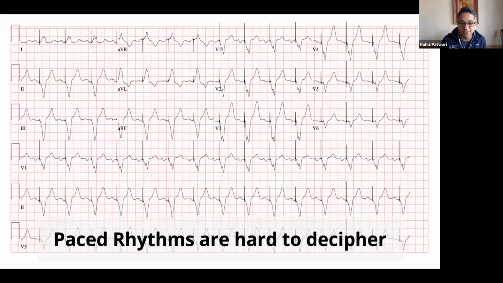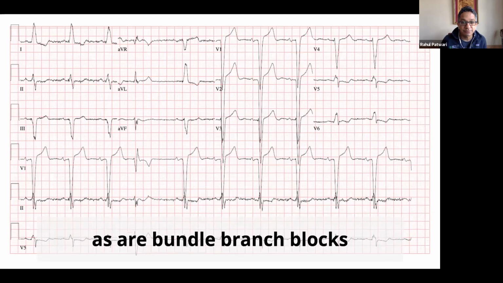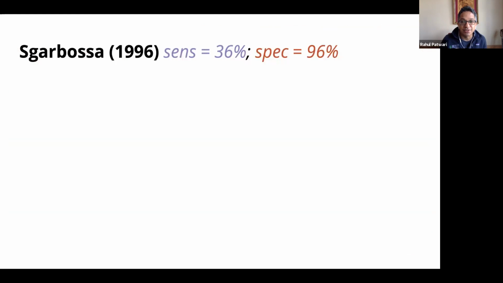All right, so paced rhythms are hard to decipher. Here's a picture of a paced rhythm from our department, and you see those big pacer spikes, a wide complex, which is what we saw, left bundle type morphology. It depends where that lead is on what the thing is going to look like. And the same thing we said with left bundle branch blocks. But we can say more than that, and we have the Sgarbossa criteria here, which you can see the sensitivity and specificity. Sensitivity is not so great, so it's not picking up all the ones that we want it to, but the specificity is.